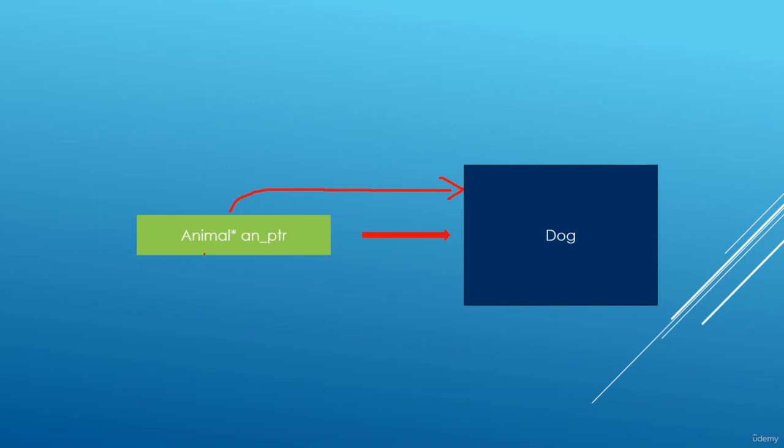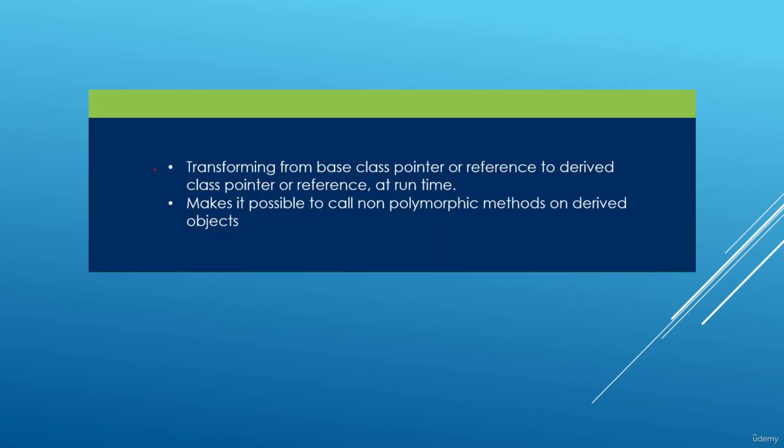If you remember, with a base pointer like animal here, the only thing we can do is really call polymorphic or virtual functions. But sometimes we want to do much more than this. For example, if we want to call non-polymorphic functions, this is not going to work because the base pointer has no knowledge of those functions. So if we need to do that, explicitly transforming from a base pointer to a derived pointer is going to give us that capability if the actual object we are pointing at happens to have that method. Okay, so this is what we are after in this lecture.